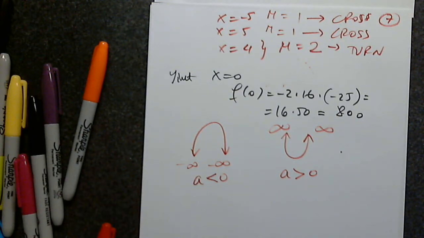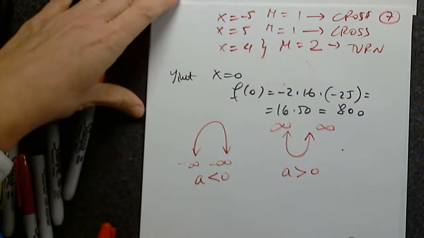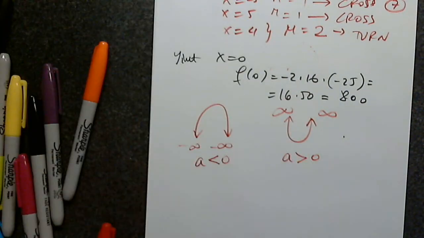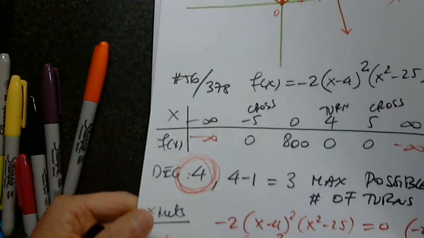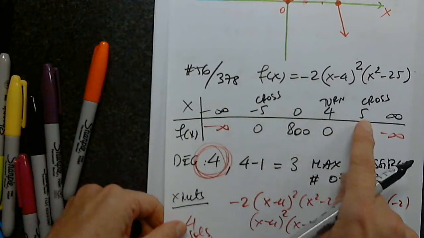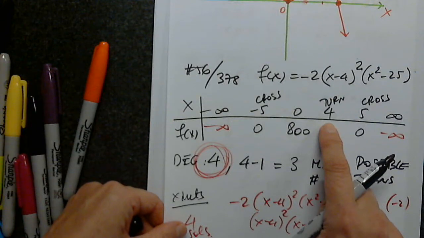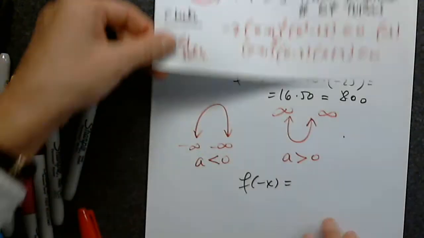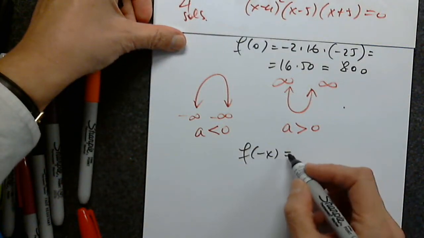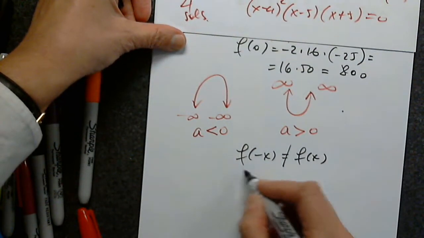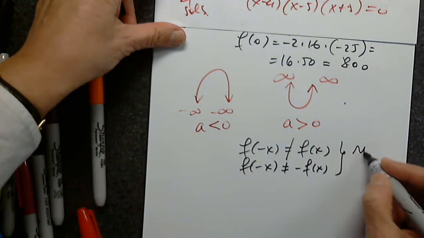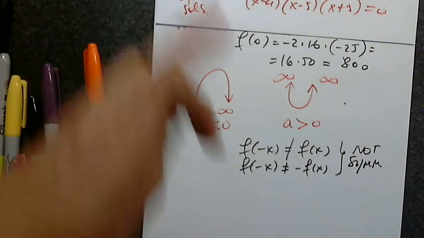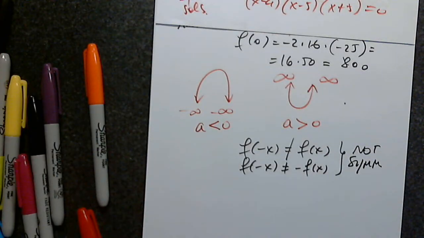We are done, but we have to check one more thing, which is symmetry. So symmetry, f of negative x. Since the function crosses at these two and turns here, this function cannot be symmetric. So I'm happy if you see that and you write f of negative x does not equal f of x, and f of negative x does not equal negative f of x, and conclude not symmetric. I'm fine. But be very careful not to write this if the function is symmetric.